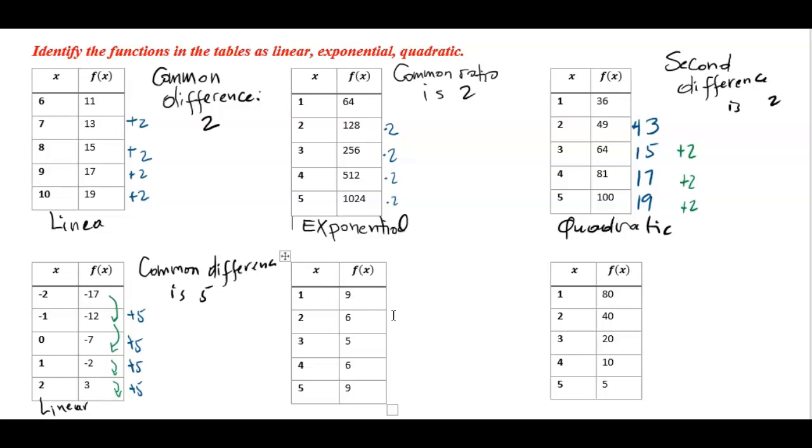Now, let's see if there is a common ratio. So 6 divided by 9 is 2/3. Alright, so that's 2/3. But 5 divided by 6 is not 2/3. Alright, 5 divided by 6 is not 2/3. So there is also not a common ratio.